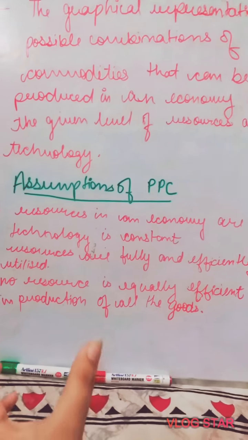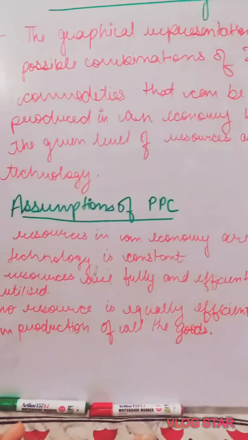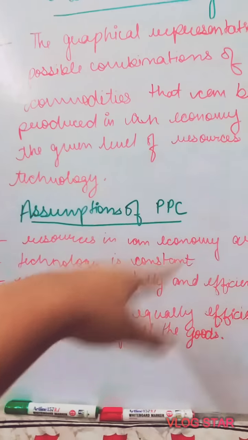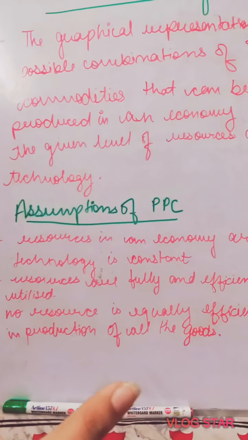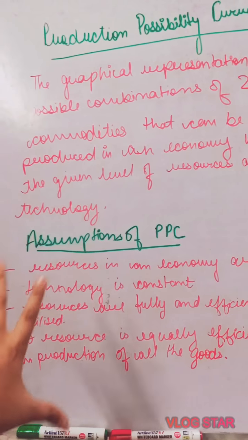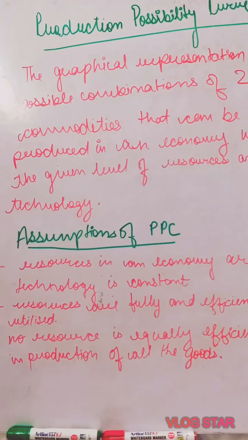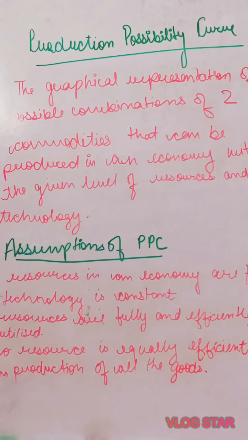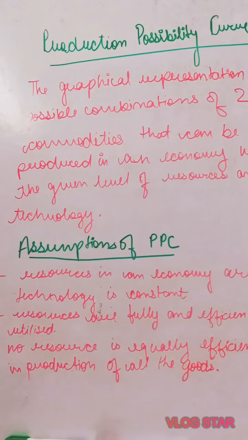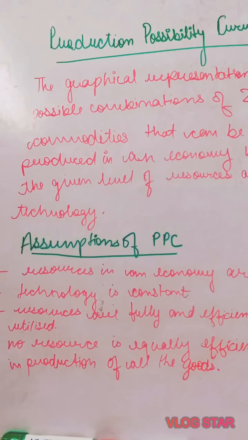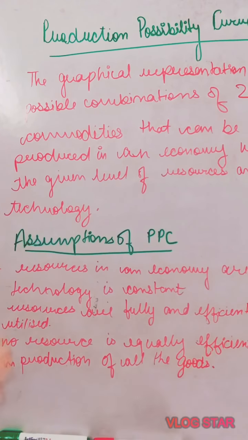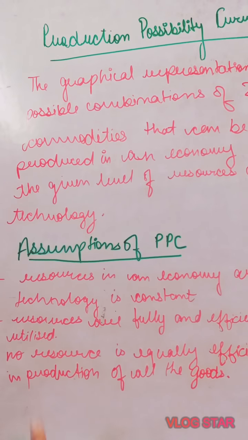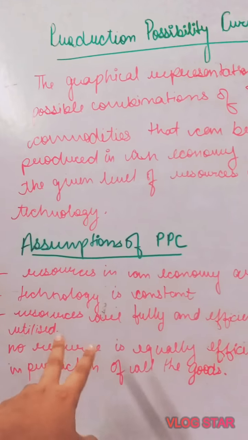So we have to use those limited number of resources, those scarce resources, and we have to obtain a good result. So these are the assumptions of PPC. When we make a PPC schedule, we have to obtain that with the help of these assumptions. Technology is always constant over here. The technology that we have in our country is sufficient to deal with the resources, and the technology that we are using to utilize these resources is constant. Hope you understood. Resources are fully and efficiently utilized. I hope you got it. Those two points are related to this point.